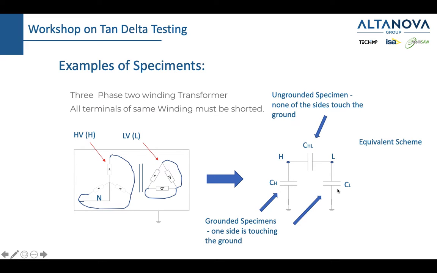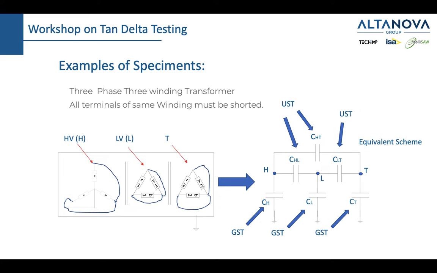If we have in this case, for example, a three-phase transformer with three windings, primary, secondary, and tertiary, then CHL, CHT, and CLT will be measured with UST, because none of these points touch the ground, while CH, CL, and CT will be measured using GST mode.